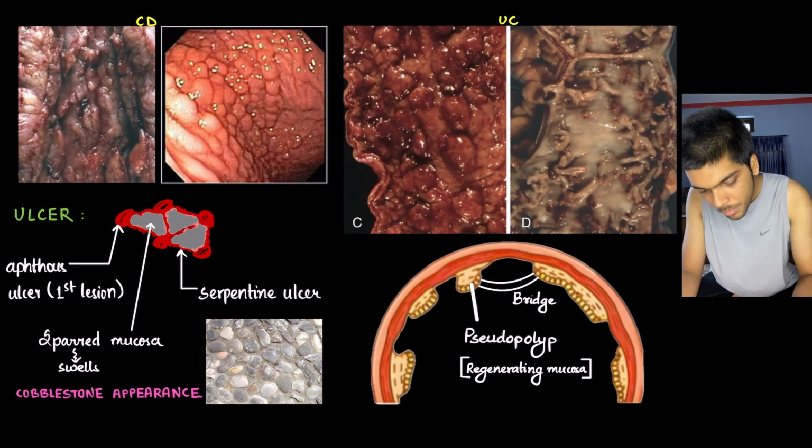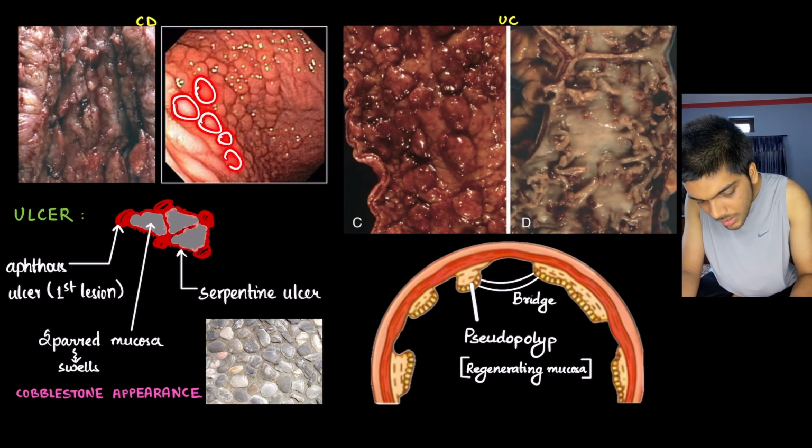Okay, here's the endoscopy. All these swollen things that you see are the mucosa that is spared, the mucosa that is uninvolved, and in between them you have the serpentine ulcer.